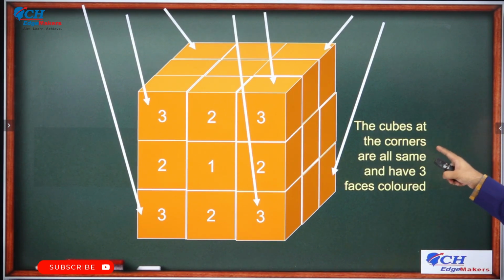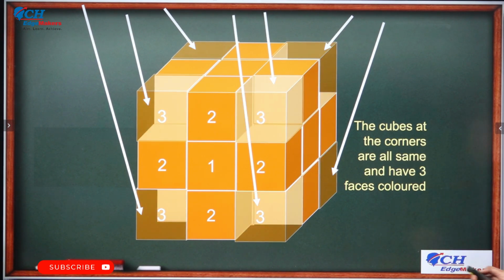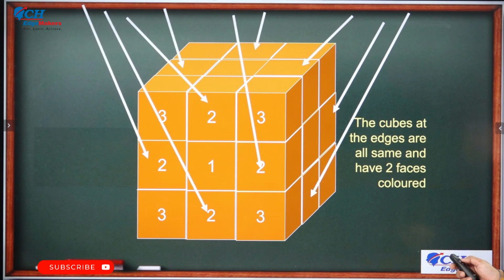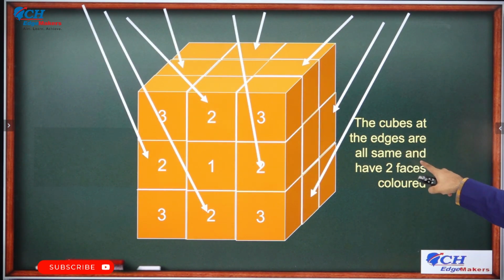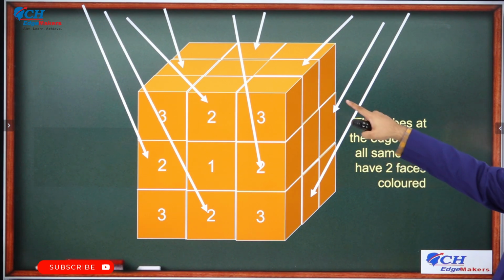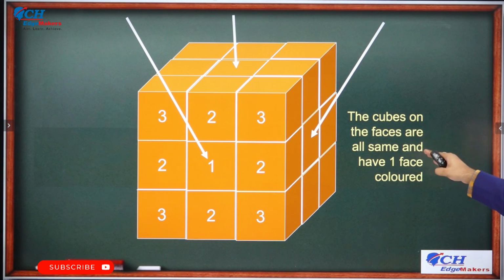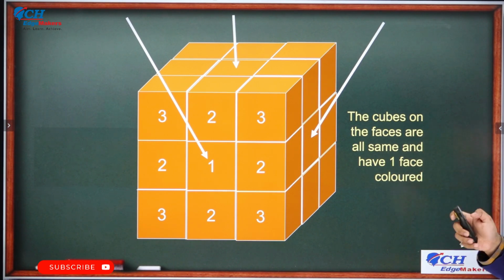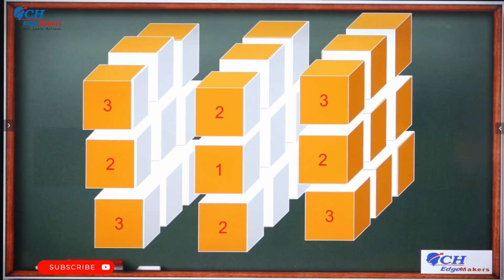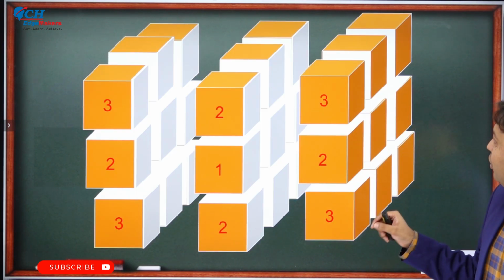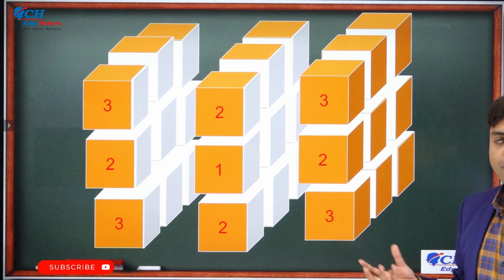You can see that the cubes at the corners are all the same and have 3 faces colored. The cubes at the edges are all the same and have 2 faces colored. And the cubes on the face are all the same and have 1 face colored. Now this slide will show you the broader segregation of the number of cubes so formed.